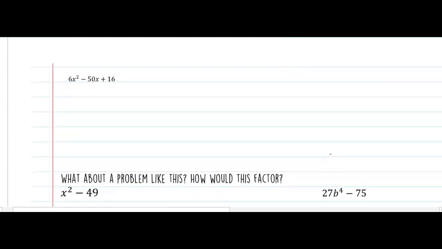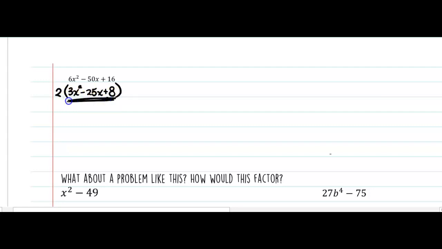Again, something I should have done on the last problem, but I didn't, is check for the greatest common factor first. Always want to be checking for that greatest common factor. Is there something that I can divide each term by? Well, all numbers are even. I could divide each of these by a 2. So I'm going to do that first. I'm going to factor out a 2, and I'm left with 3x squared minus 25x. Divide that by 2 gives me plus 8.